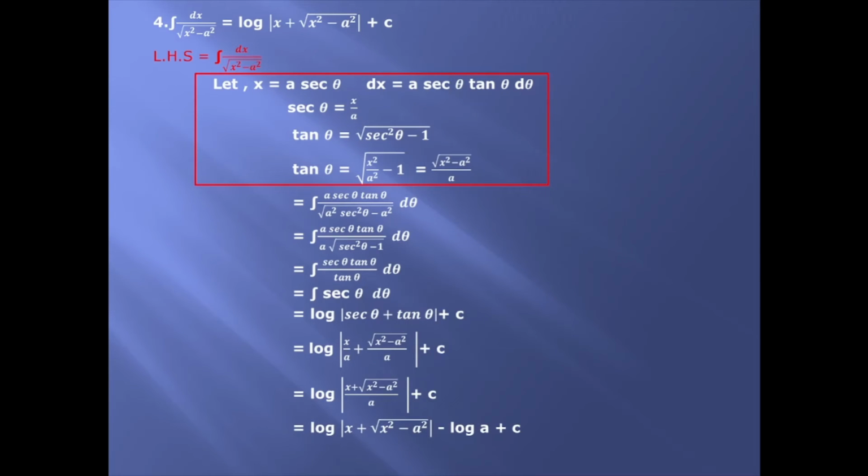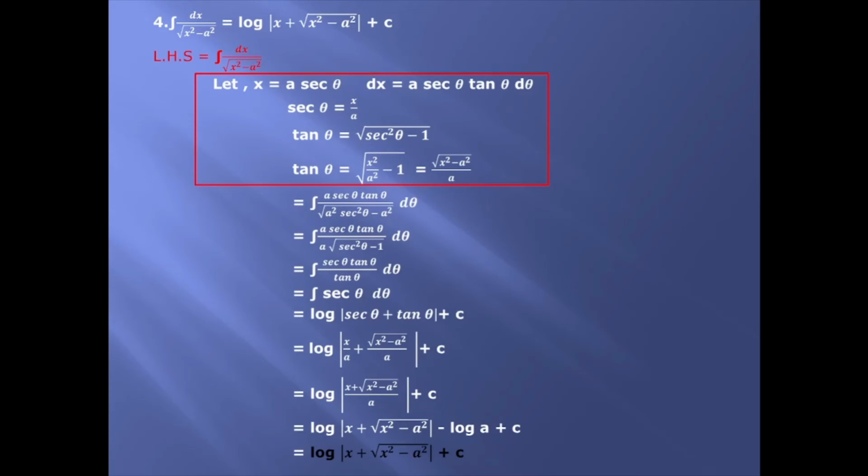Since here we have log of b by a or a by b, we can write log a minus log b. So log of x plus root of x square minus a square with modulus, minus log a, plus c. So this minus log a is again a constant. So constant plus constant is again a constant. So finally we'll get log of x plus root of x square minus a square plus c.